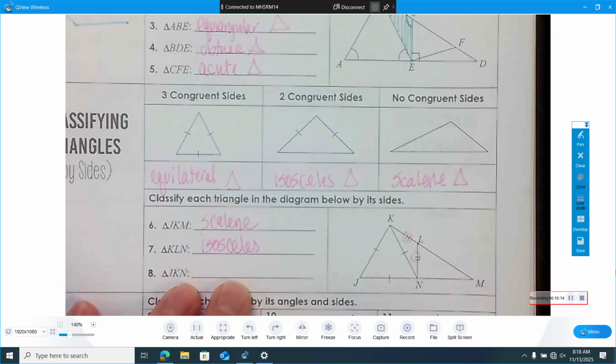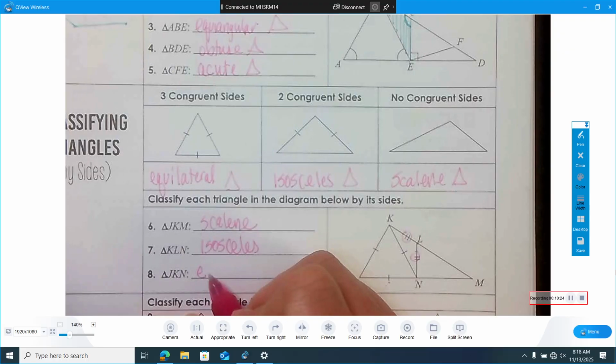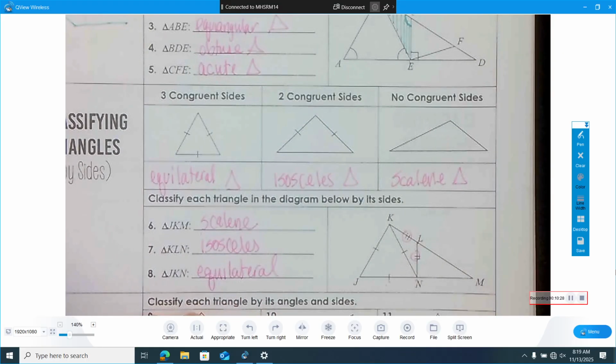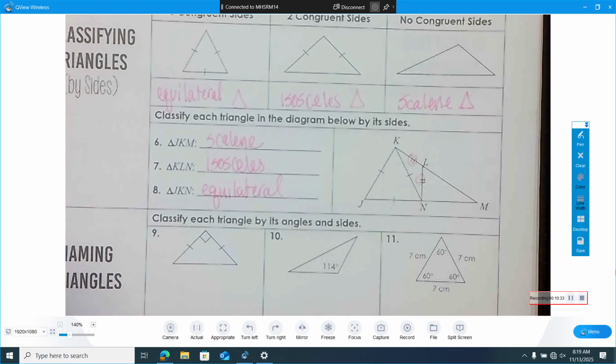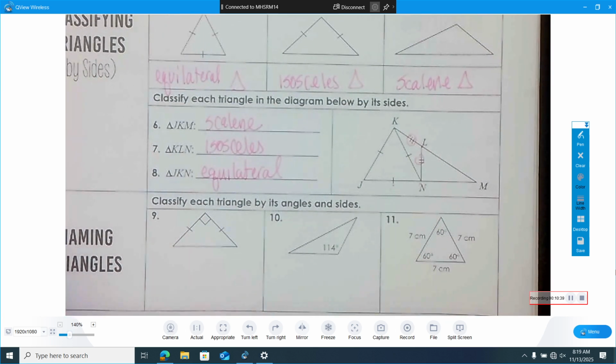All right, then we have triangle JKN, and JKN is this beautiful equilateral triangle. We see 1, 2, 3 congruent marks there, so that is equilateral. All right, so there's our equilateral triangle. Super. So now the combo here, we are going to classify each triangle by its angles and its sides.